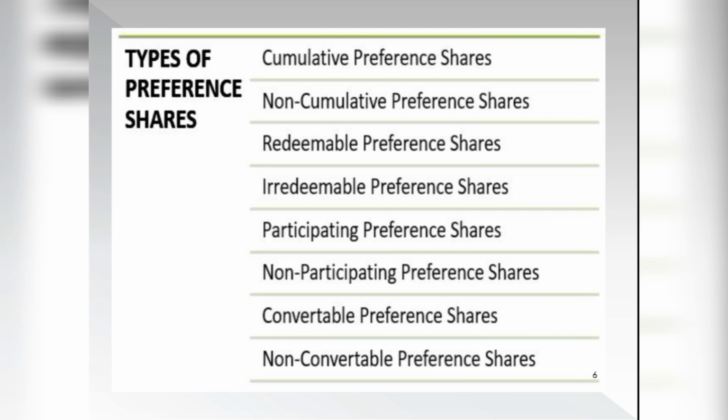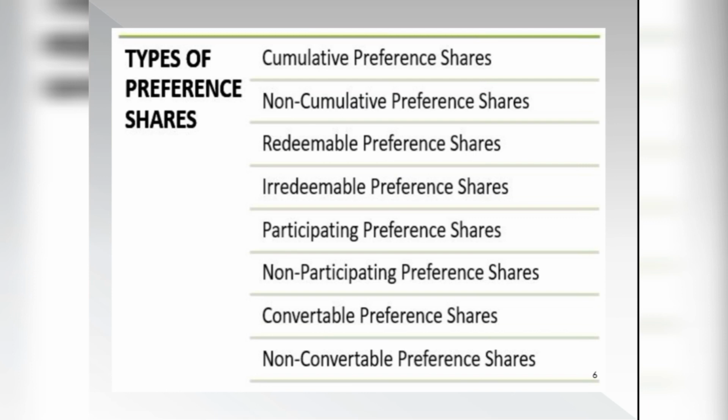The types of preference shares are as follows. The first one is cumulative preference shares. The preference shareholders are paid dividend at a fixed rate. When dividend goes on accumulating in case it is not paid, the preference shares are said to be cumulative. In case the dividends in a particular year are not paid, they will be carried forward to the next year or subsequent years. Preference shares are always cumulative unless otherwise stated.